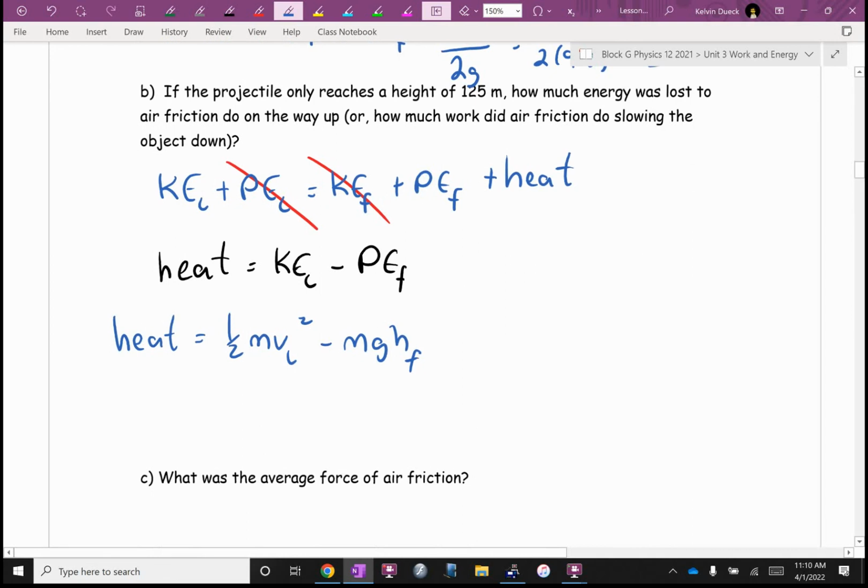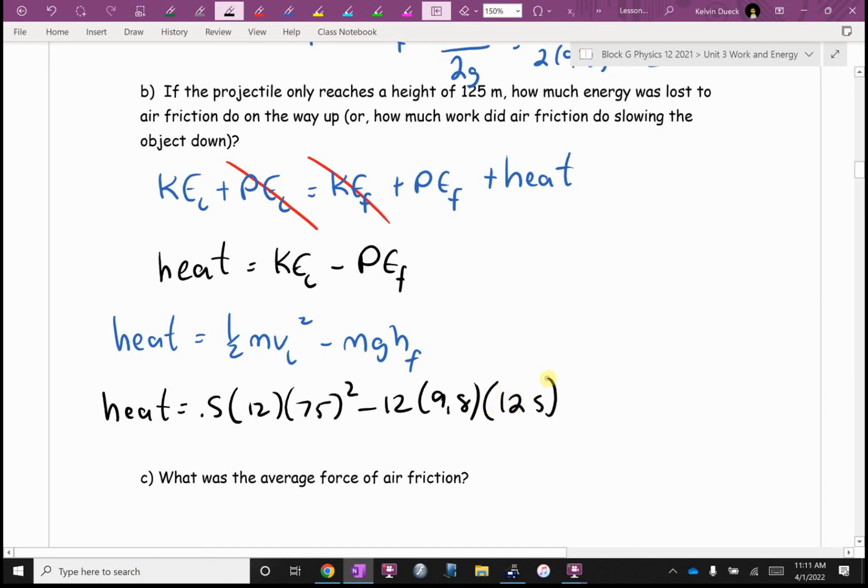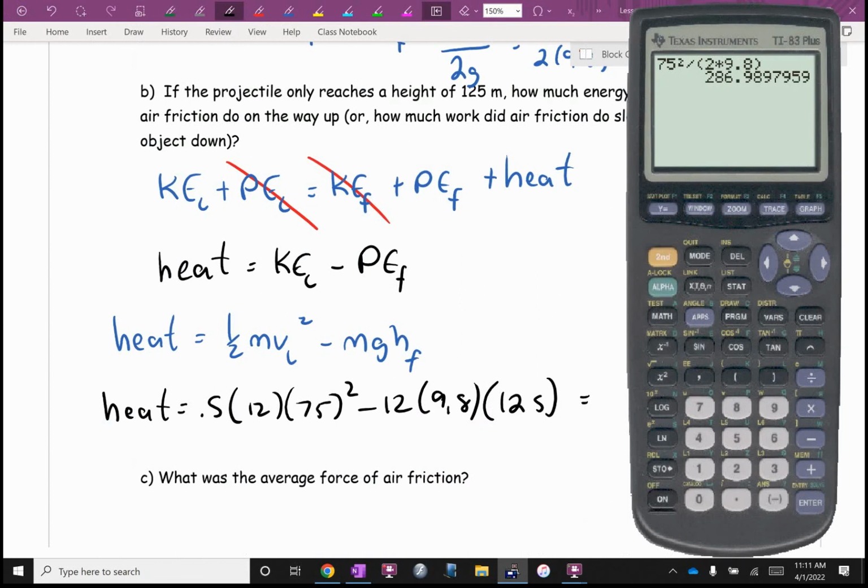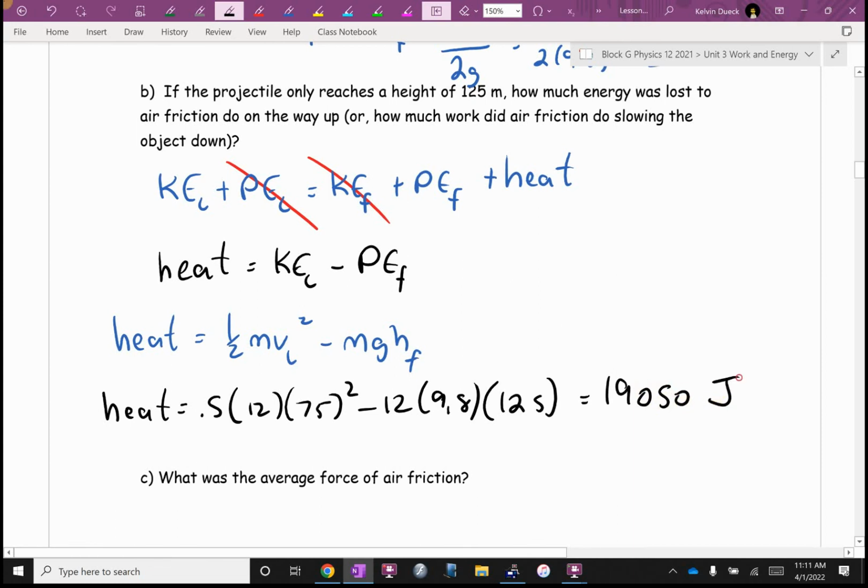But we can plug and chug. It's going to be 0.5 times what was m? 12, and 75 squared, minus 12 times 9.8, not negative 9.8, we're in Scalarville, times the height that we got was 125 meters, not the 280 or whatever it was. 287. 0.5 times 12 times 75, don't forget the squared, minus 12 times 9.8 times 125, I get 19,050. Cool.